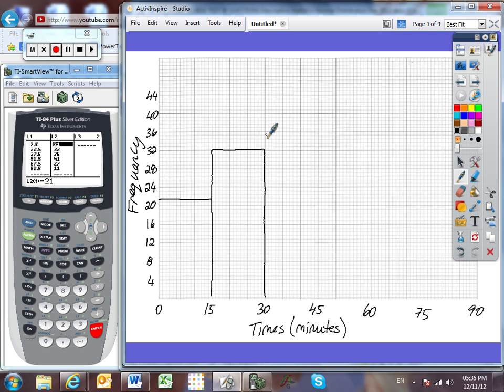Now we're up to 35. And now we're at 41. And lastly, 27 and 11.